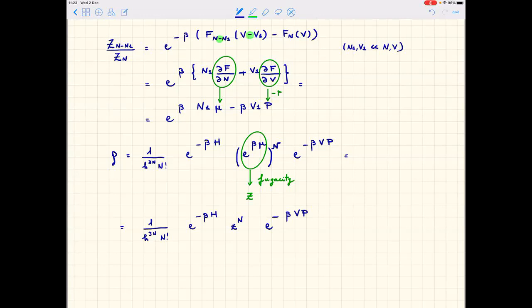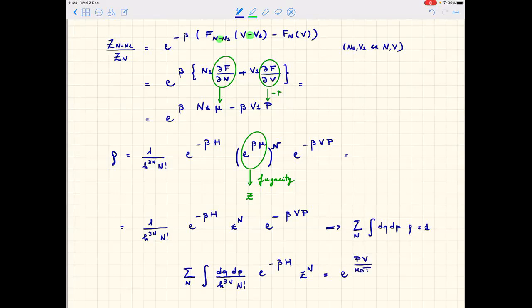Now, the fact that this is normalized to 1, so the sum over n, integral dq dp of rho, is equal to 1, implies the following: the sum over n, integral dq dp over h to the 3n n factorial, e to the minus beta H times z to the power n, is equal to the exponential of PV over kBT, of beta PV.